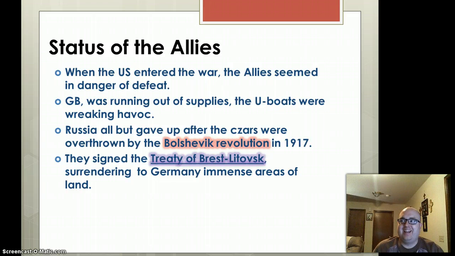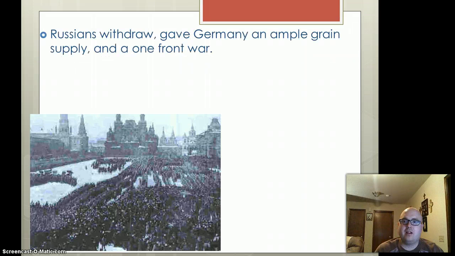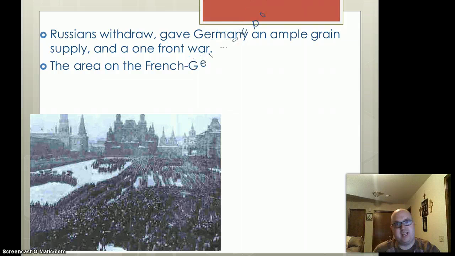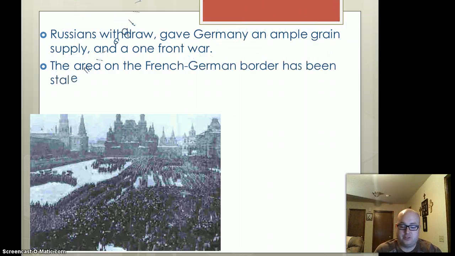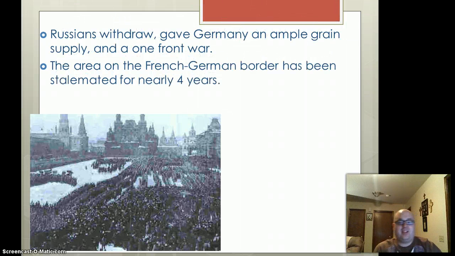And if we don't come in and help the Allies, they're going to lose. All right, Germany's going to win if something doesn't happen. So we basically have to get in this war. Okay, so Russians withdrew with an ample grain supply, a one-front war. They can focus all their energy to the west, and it's showtime. Put up or shut up. Okay, we have to help the Allies out. They need us badly. Without us, they're going to lose, and Germany is going to win.